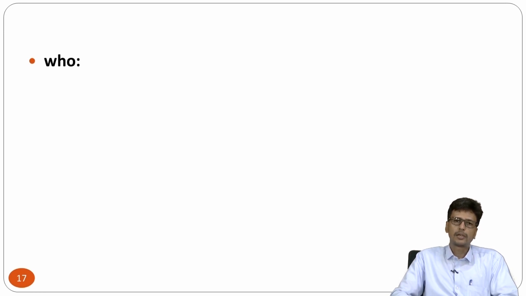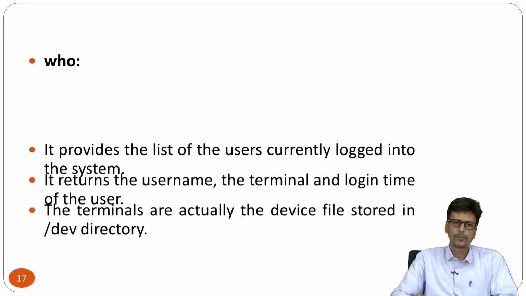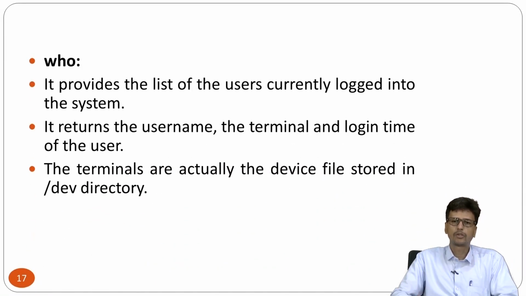If you want to see only your own information that you are logged in with, in that case you have to use the argument m and i, who am I. First of all, the who command is the list of users that are currently logged in. It will return the username, terminal, and login time information. If a user is idle for some time, then that idle time will also be mentioned by this command. The terminal information can also be provided by this command.